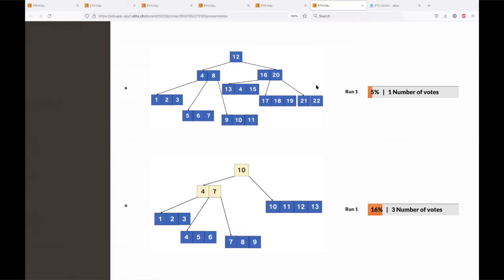Okay, and the last one. What's going on with the last one? Why is that not a B plus tree? The leaves are not on the same level. Answer from chat. Yep, exactly. In a B plus tree, all leaves must be at the same level of depth. And indeed, here we have depth 1 and depth 2, so that's not okay.